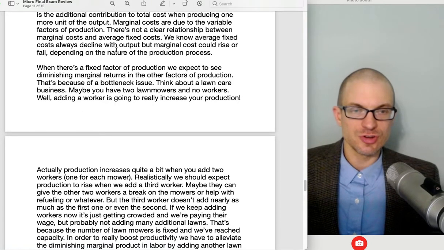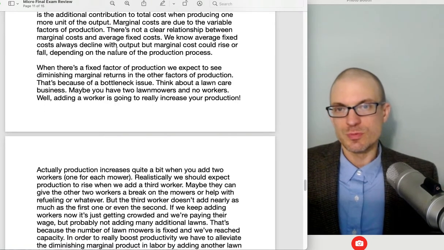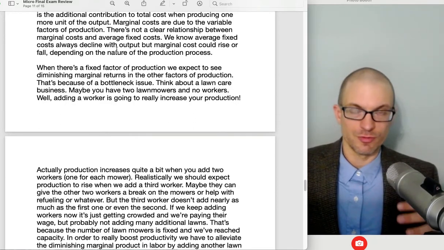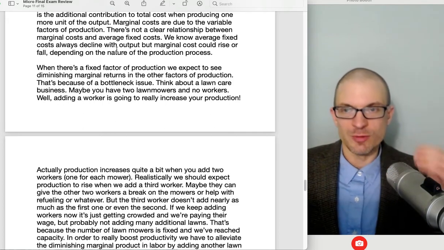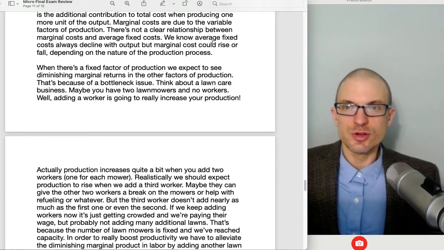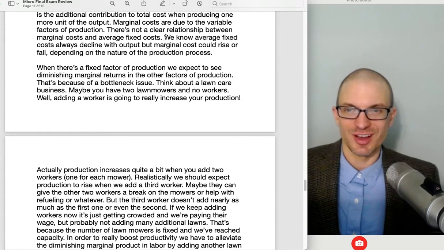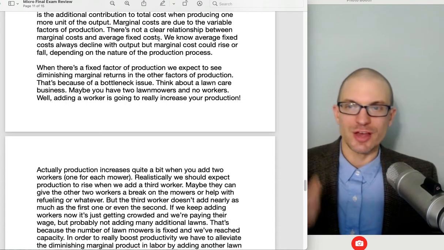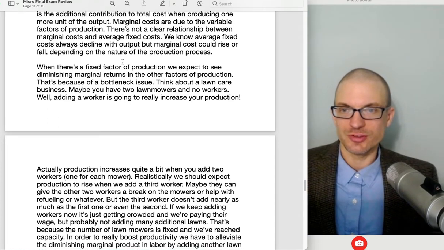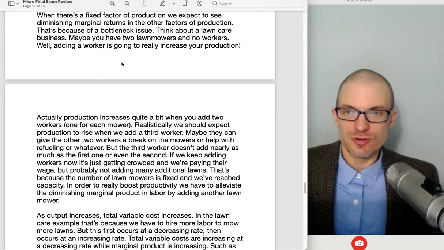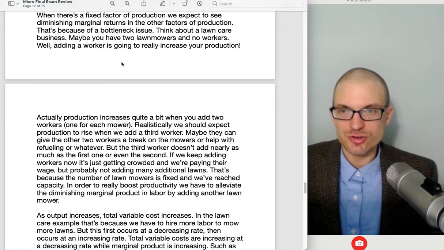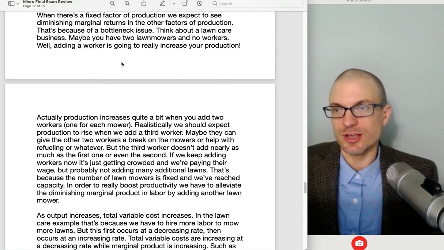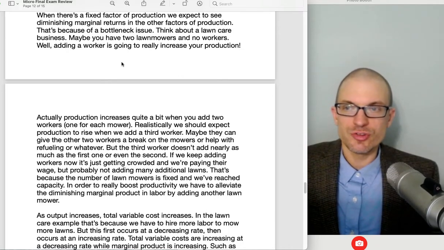It's a very separate concept from marginal cost. Marginal cost is the additional contribution to total cost when you produce one more unit of output. Marginal costs are due to the variable factors of production and come through the variable cost. There's not a clear relationship between marginal cost and average fixed cost. We know average fixed costs always decline with output. Marginal costs could rise or fall depending on the nature of the production process. Now, when there's a fixed factor of production, we expect to see diminishing marginal returns in the other factors of production because of a bottleneck issue. So think of like a lawn care business. You might have 2 lawnmowers and no workers.